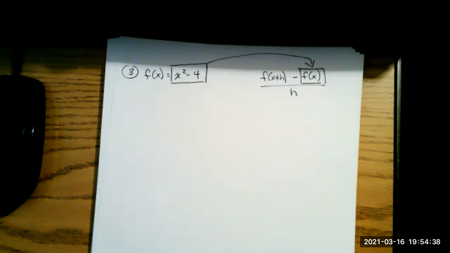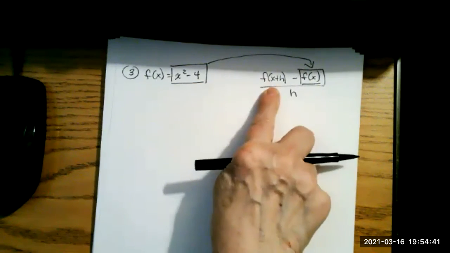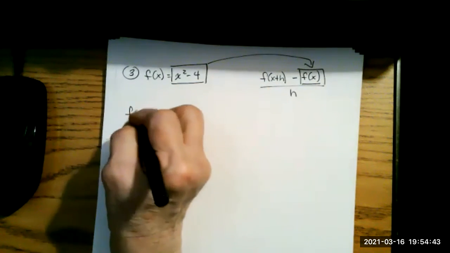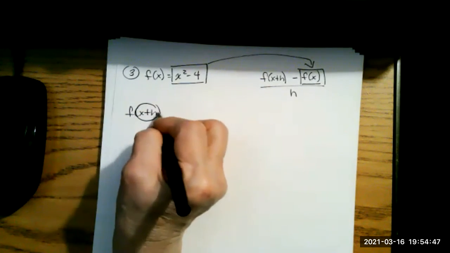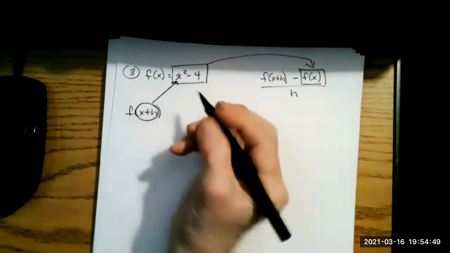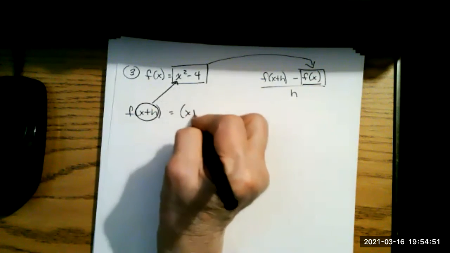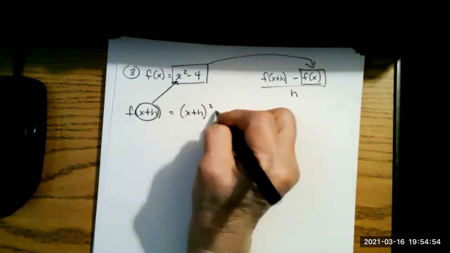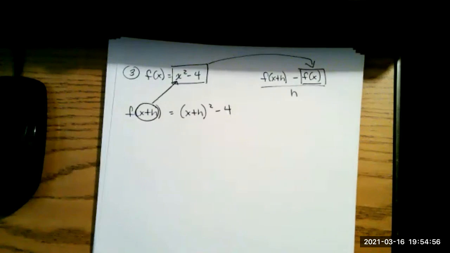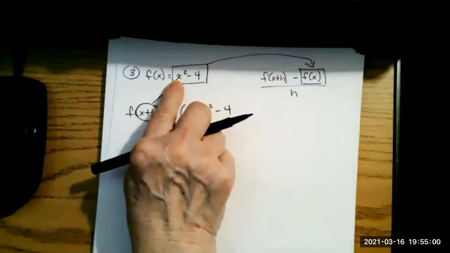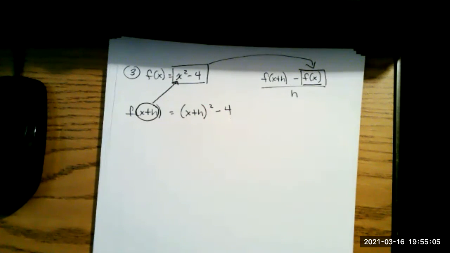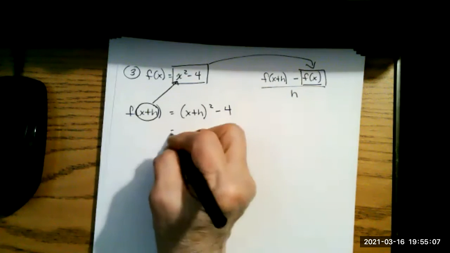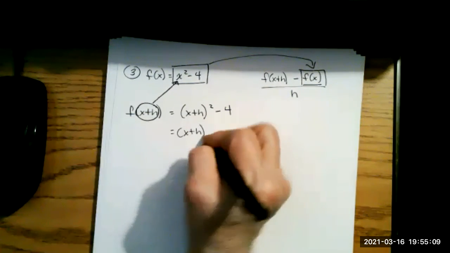What I have to find is this part of it, x plus h. So I do f of x plus h. And what I'm going to do is take the x plus h and put it in there where that x is. X plus h, quantity squared, minus 4. So instead of saying x squared, it's going to say x plus h squared. It's the only difference. So I'm going to multiply this out because it's squared.